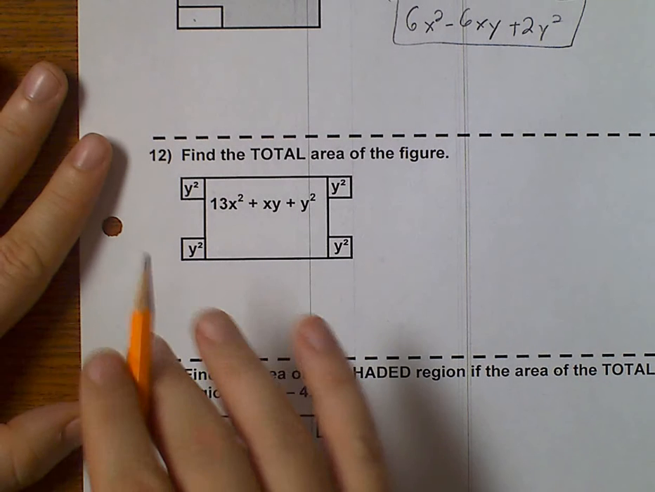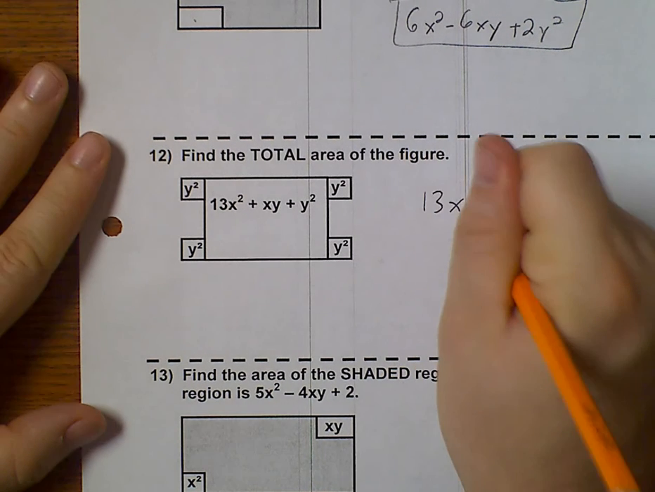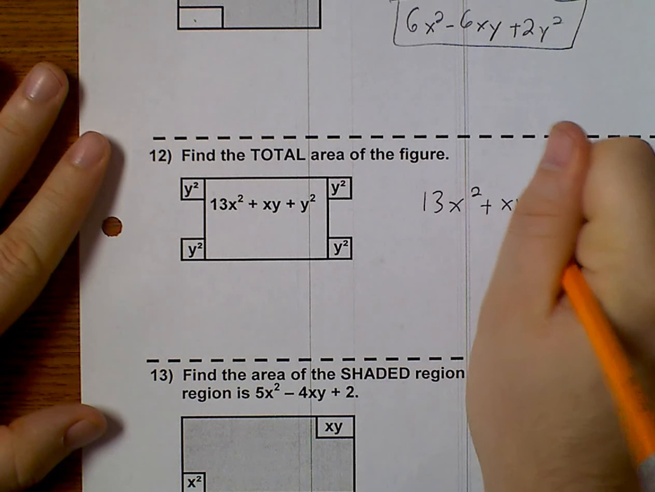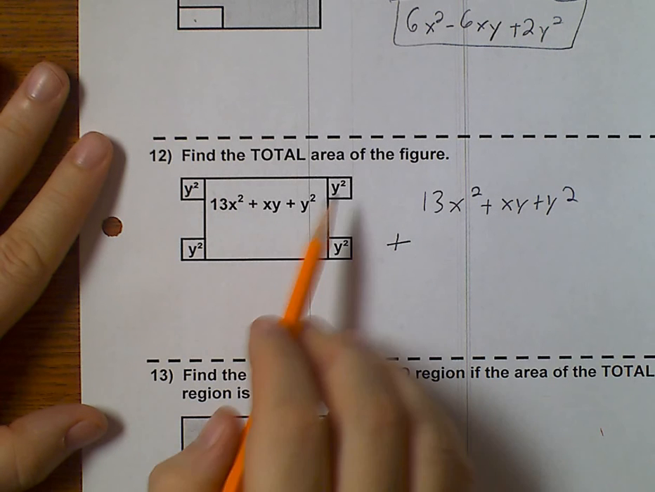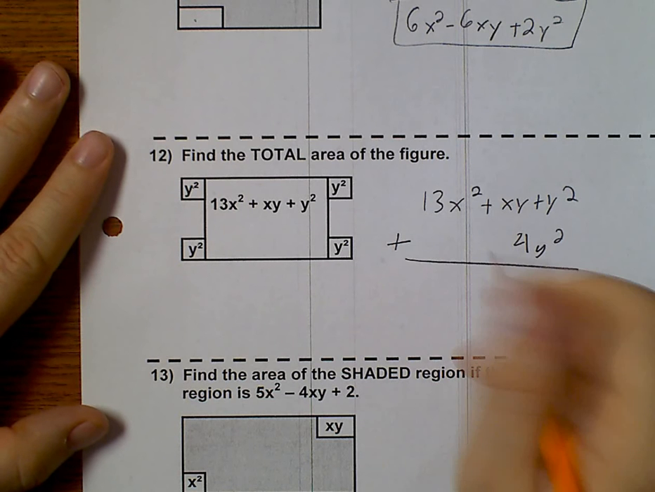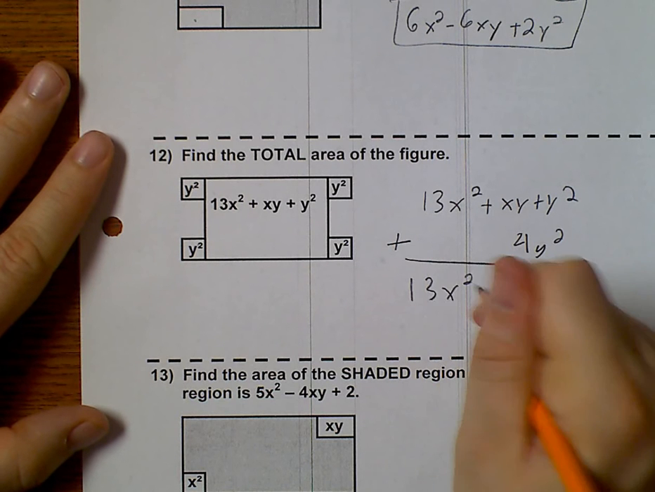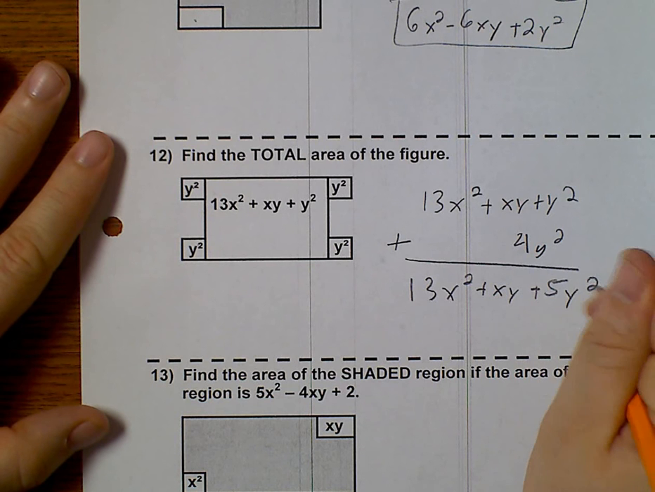Well, here we want to know the total. So I've got the big one in the center. And total means I'm going to add. And I have 1, 2, 3, 4 y squareds. Gives me 13x squared plus xy plus 5y squared.